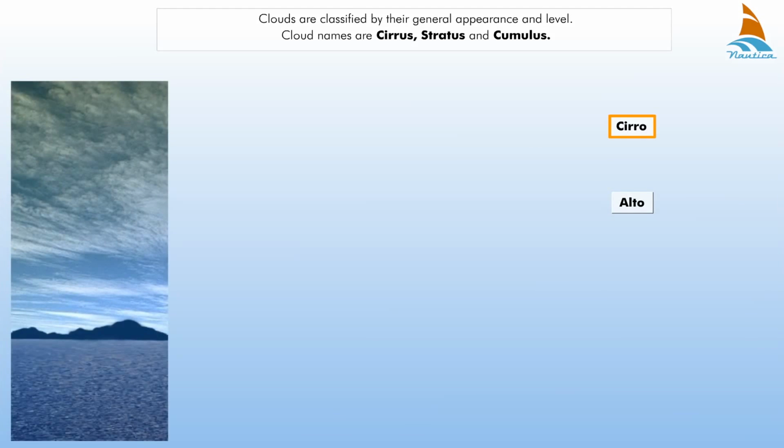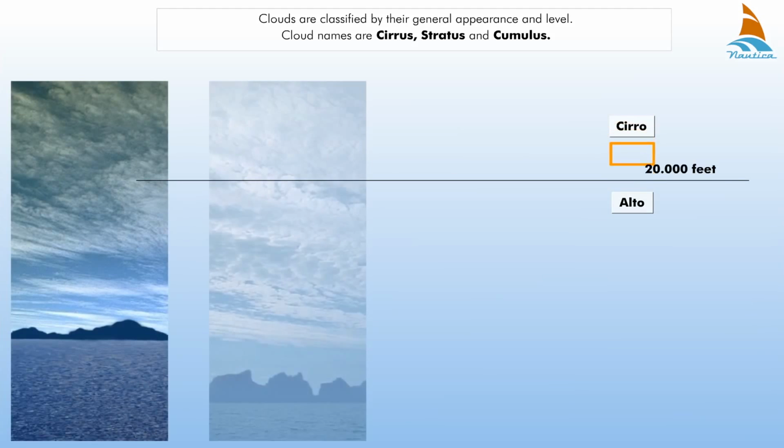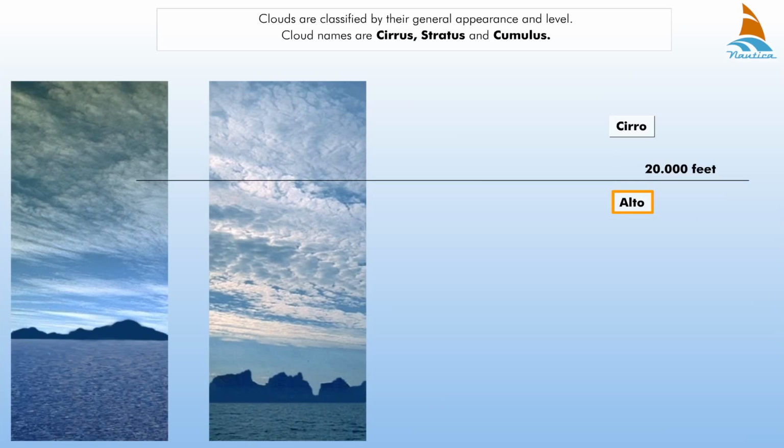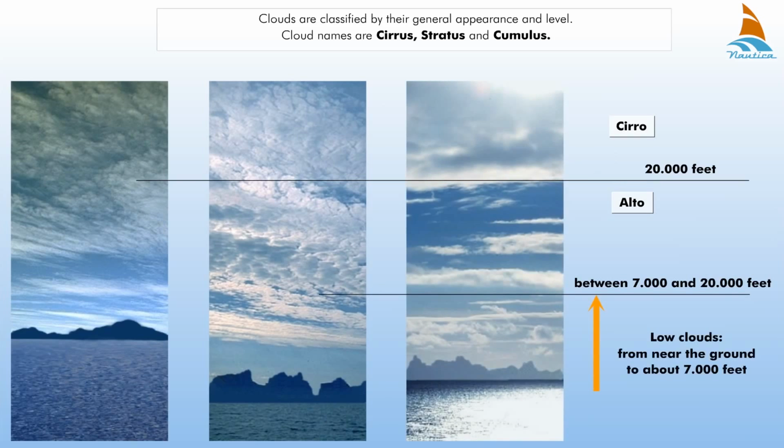Clouds are classified by their general appearance and level. Cloud names are cirrus, stratus, and cumulus. To indicate the level of a cloud, a prefix is given to the cloud name, like cirro and alto. Cirro indicates high clouds with bases above 20,000 feet. Alto indicates mid-level clouds between 7,000 and 20,000 feet. There's no prefix for low clouds. Low clouds are found from near the ground to about 7,000 feet.